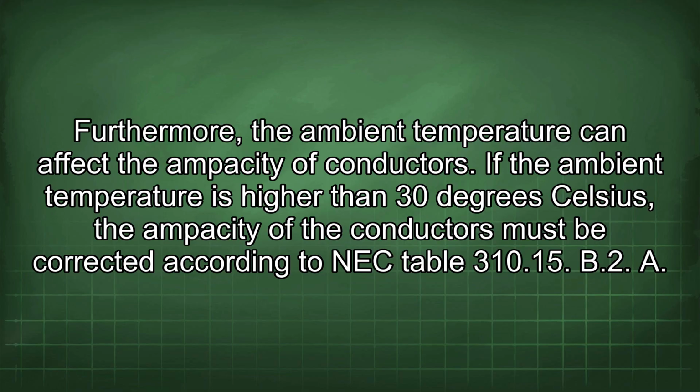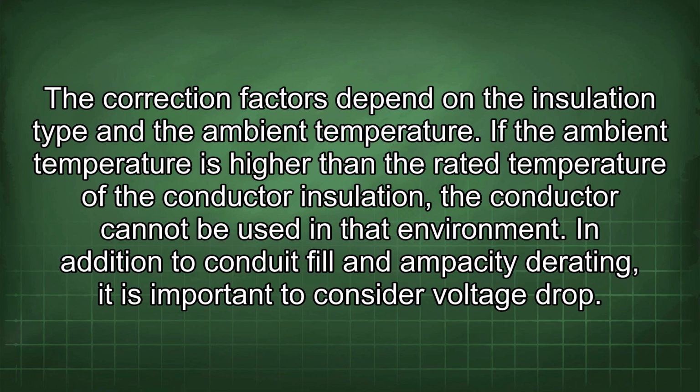If the ambient temperature is higher than 30 degrees Celsius, the ampacity of the conductors must be corrected according to NEC table 310.15(B)(2). The correction factors depend on the insulation type and the ambient temperature. If the ambient temperature is higher than the rated temperature of the conductor insulation, the conductor cannot be used in that environment. In addition to conduit fill and ampacity derating, it is important to consider voltage drop.